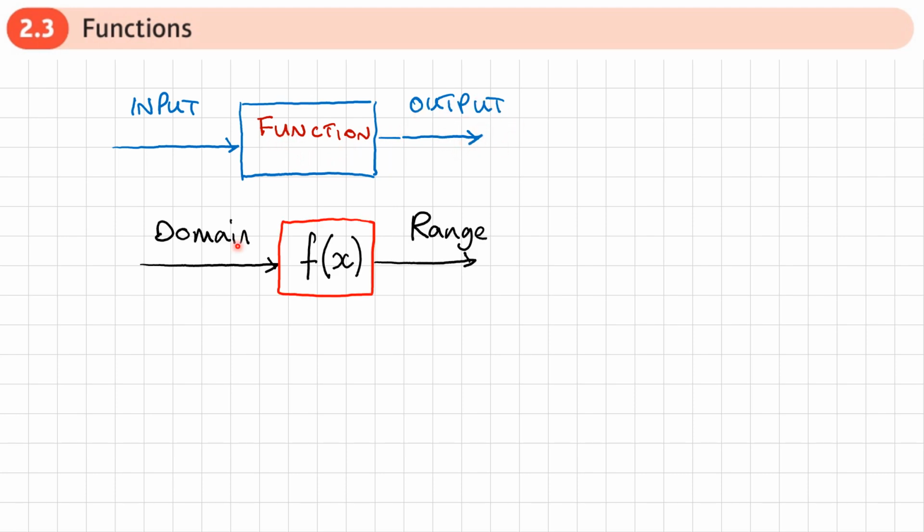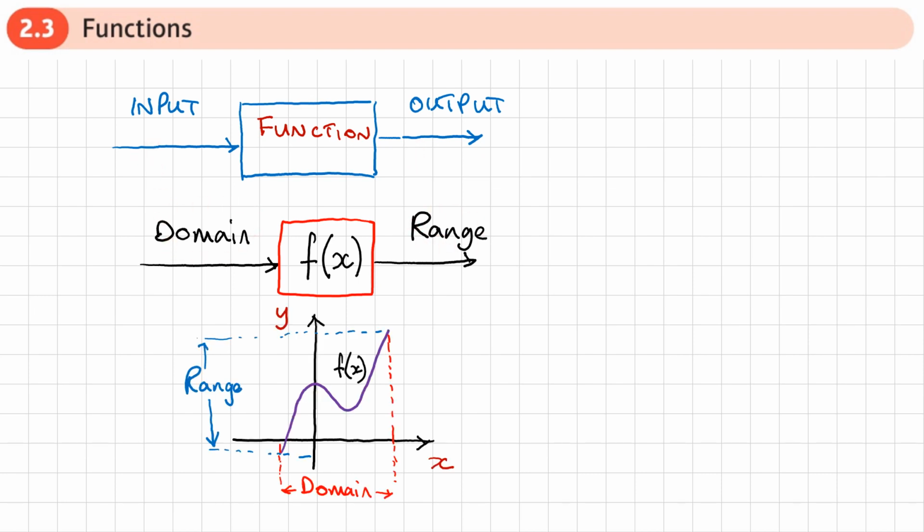Now, the notation that we use and the words that we use: the word domain to represent all the values that can go in, f of x to represent what the function is, and the range as the set of output values. So input is domain, output is range. I can also represent what's going on a graph.